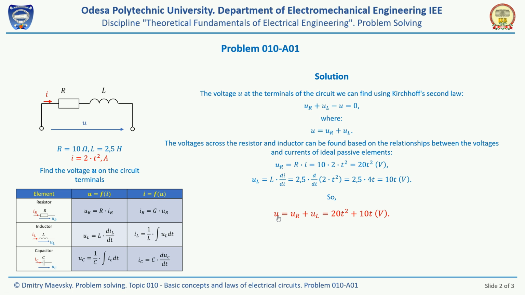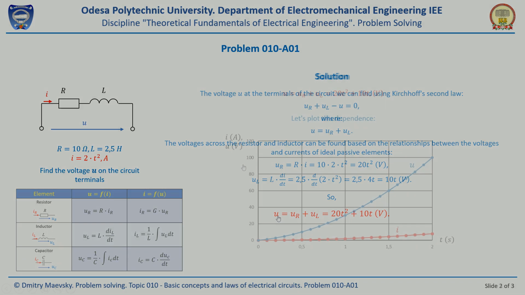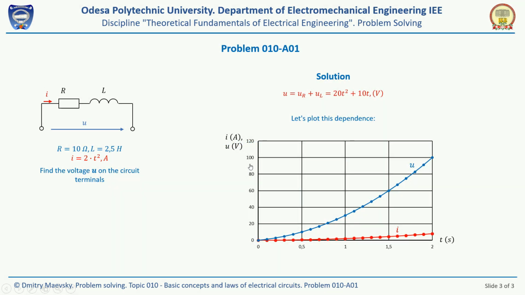At this point, we have solved our problem. Now let's visualize it using Microsoft Excel. On the graph, the red curve shows the current over time, which is a quadratic parabola. The blue curve shows the voltage we found.